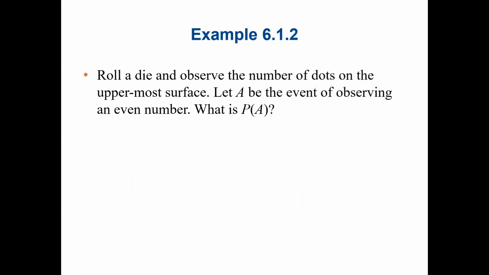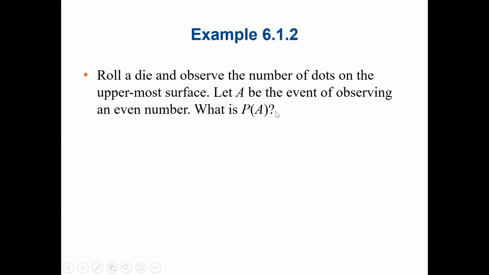Now let's try a second example. Here we roll a die and observe the number of dots on the uppermost surface. Let A be the event of observing an even number. What is the probability of A? First of all, we are rolling a die. We should know the total outcomes, the sample space. We know a die has 6 sides, so the total outcomes will be 6: 1, 2, 3, 4, 5, 6.